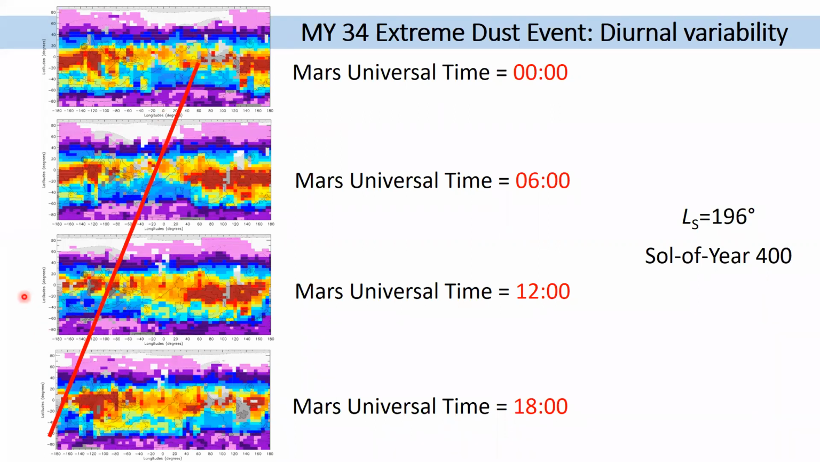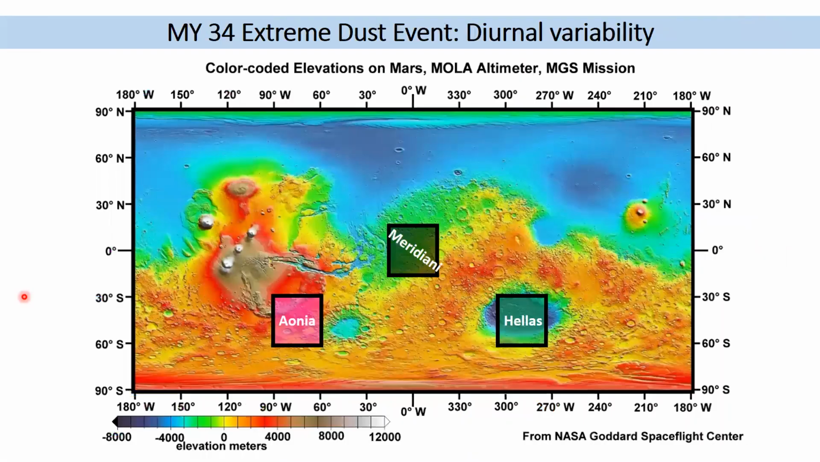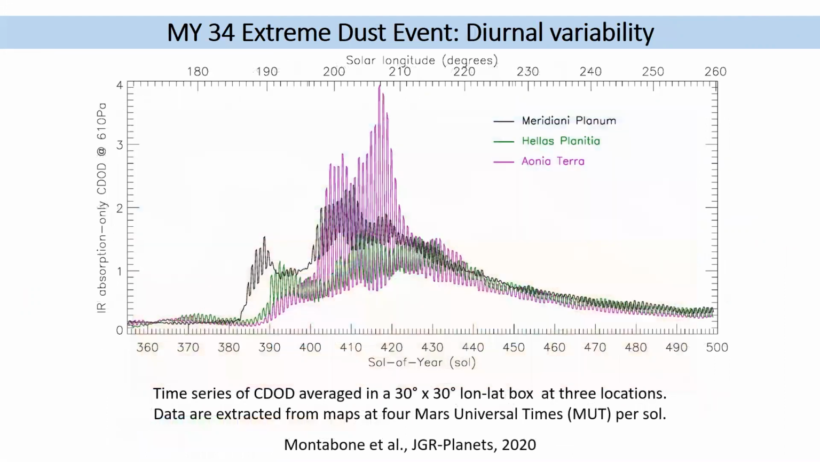Okay, and this has been clearly highlighted in time series of column dust optical depth. Maybe we can focus on 3 different locations: Aeonia, Meridiani, and Hellas. Particularly Aeonia has a dramatic diurnal variability. You see from this plot, this is a time series over 150 sols. This is the value of column dust optical depth. The Aeonia time series is in pink. You see that diurnal variability is very, very large.